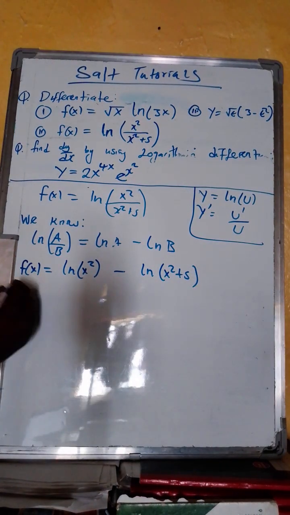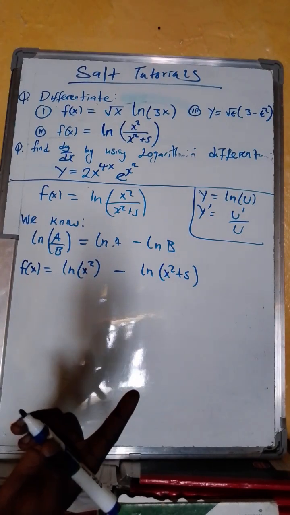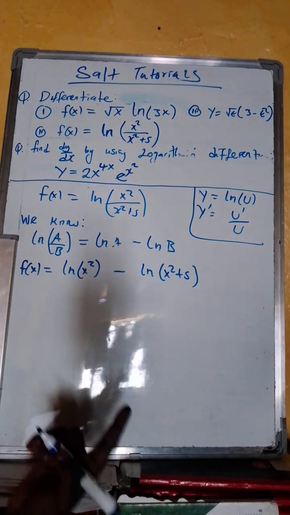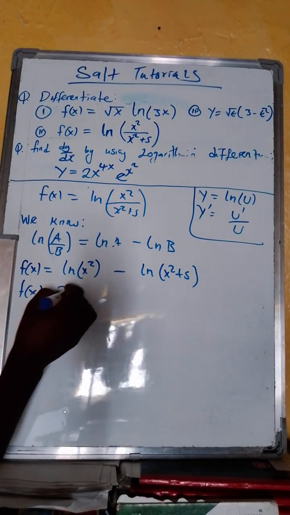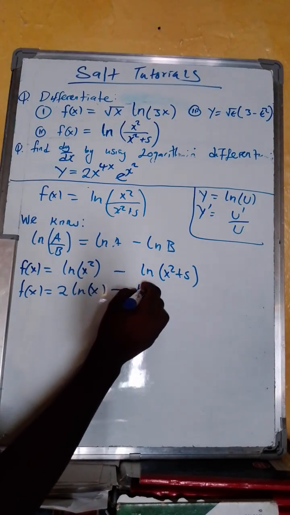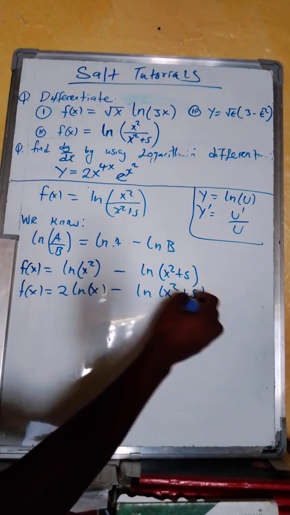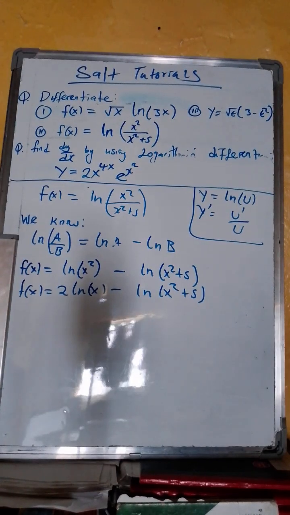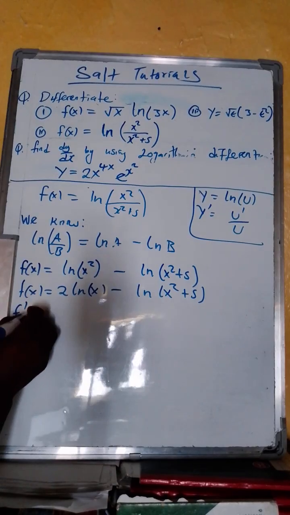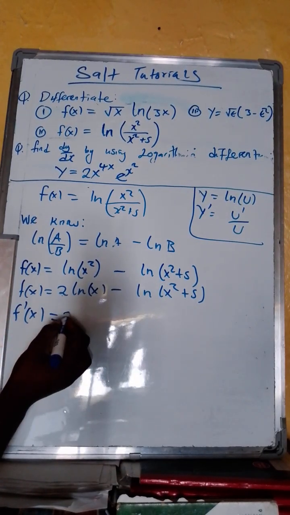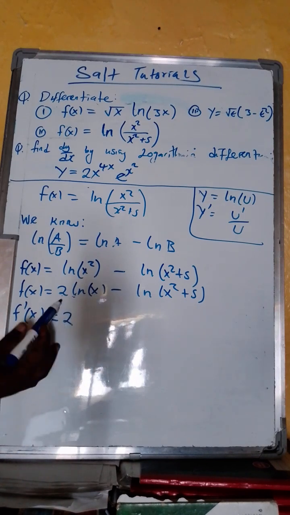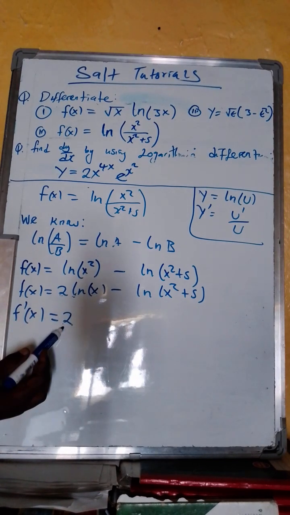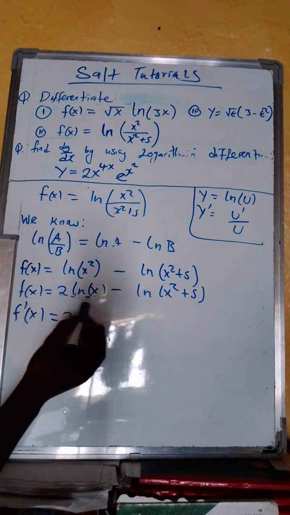Then what am I going to have next? According to the power rule, if I wish, I can bring the power down as a constant, which is very simple. So f of x can be equal to 2 natural log of x minus the natural log of x squared plus 5. Now, from there, let's differentiate. F prime of x can now be equal to, this is a constant, it will still be maintained. Let's differentiate natural log of x. The 2 was maintained because it's a constant. We are now just concentrating on the function of x here.